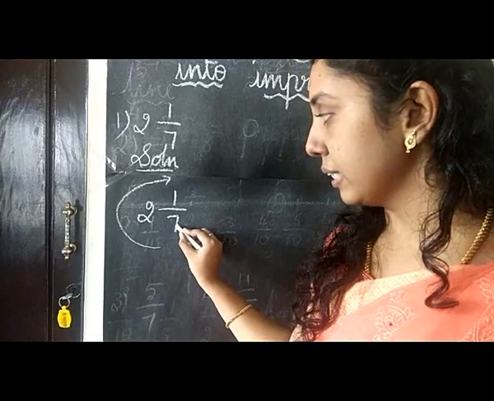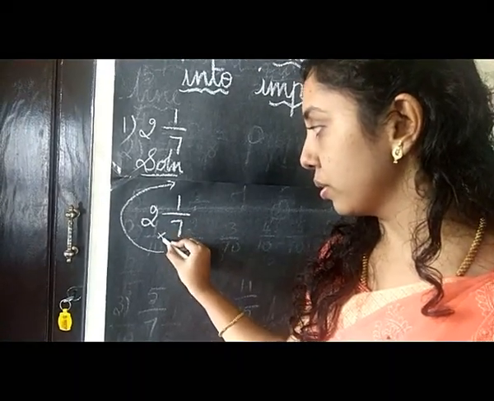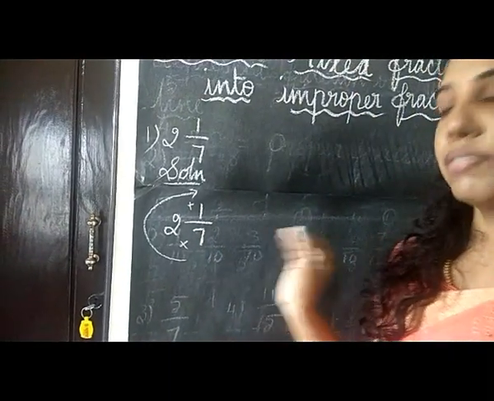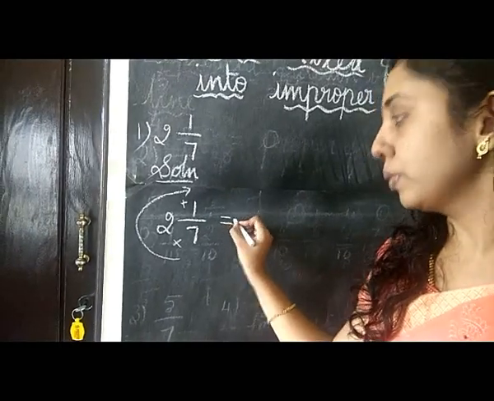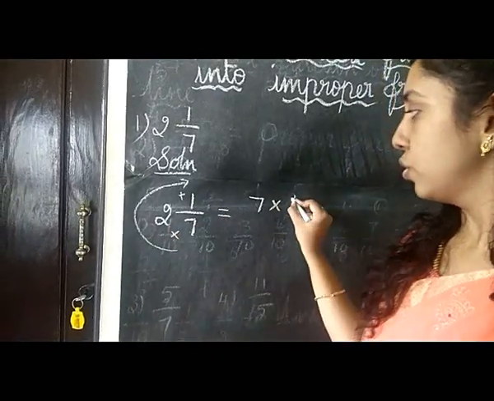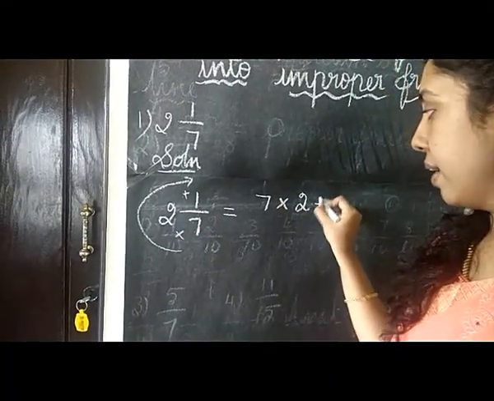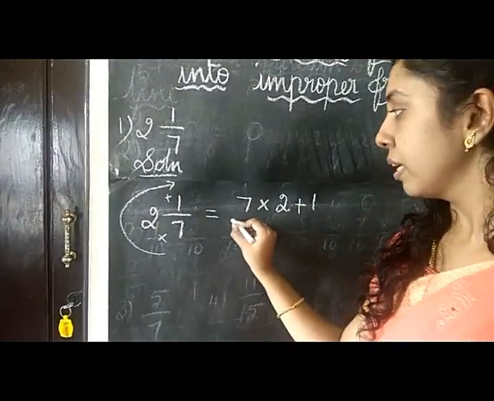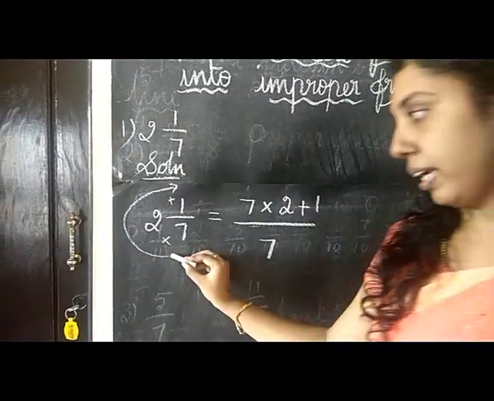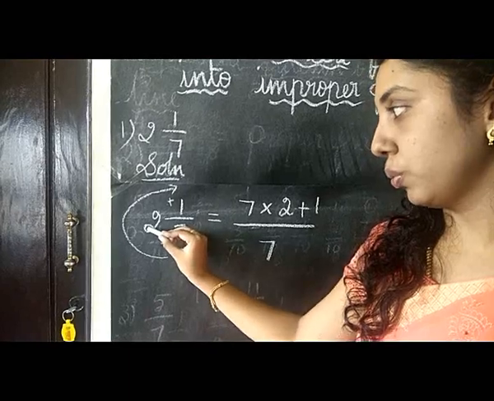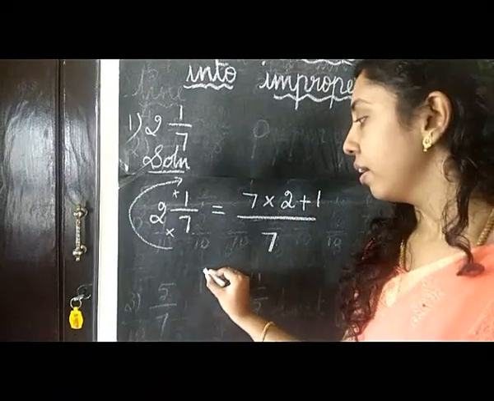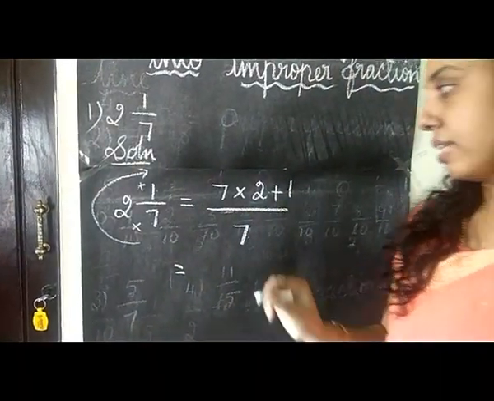First we should multiply this 7 and 2. Next we should add the answer and 1. This we are going to do now. That is equal to 7 into 2 plus 1. It is numerator. We have the same denominator 7. Are you clear this way? 7 into 2 plus 1 divided by the same denominator 7. If you solve this, you will get the improper fraction as an answer.